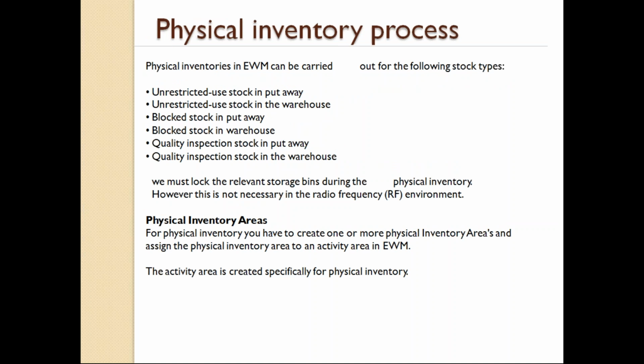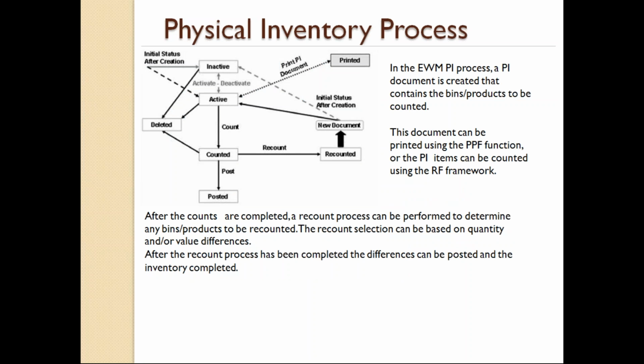Then we count all types of stock: unrestricted stock, blocked stock, any kind of stock we see in the warehouse. We can count them, whether it's in the put away F1 or F2, Q5, Q6, Q4, B5, B6, Q3. From the configuration perspective, we need to create a physical inventory area, and we need to assign an activity area to the bins. What we need to do system-wise we will see in the system, but just to tell you about the process, how it is executed.